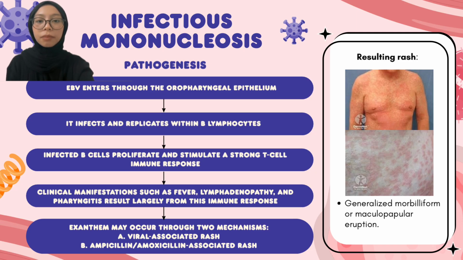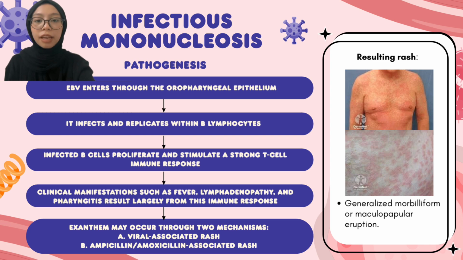The exanthem may occur through two mechanisms. So the first one is viral-associated rash, whereby the immune response directed against the EBV-infected B lymphocytes leads to a mild generalized skin eruption. And also the rash is therefore mainly immune-mediated.